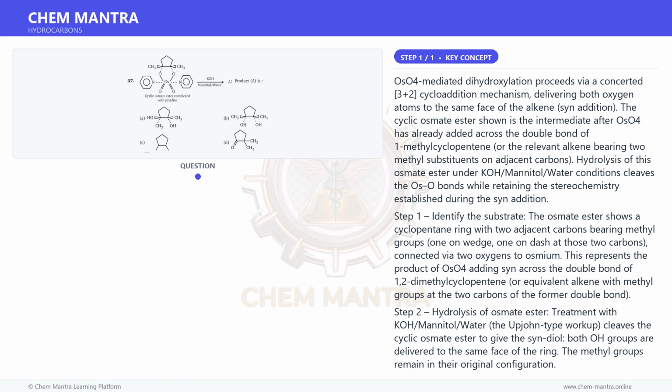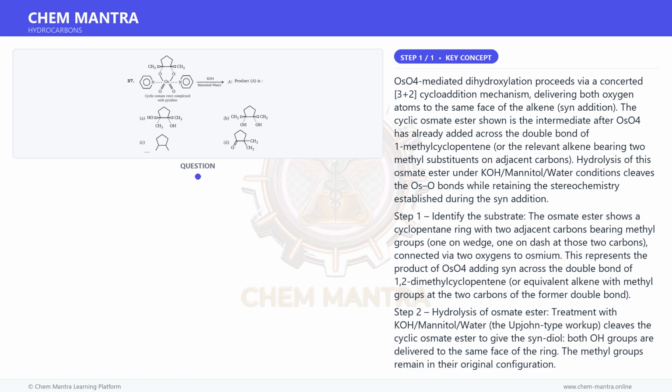Hydrolysis of this osmate ester under KOH-mannitol water conditions cleaves the Os-O bonds while retaining the stereochemistry established during the syn addition. Step 1. Identify the substrate. The osmate ester shows a cyclopentane ring with two adjacent carbons bearing methyl groups, one on wedge, one on dash, at those two carbons, connected via two oxygens to osmium.